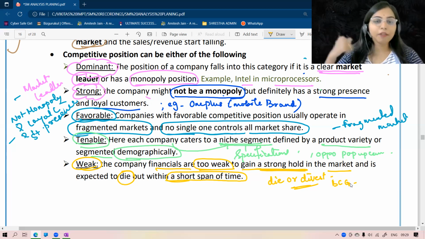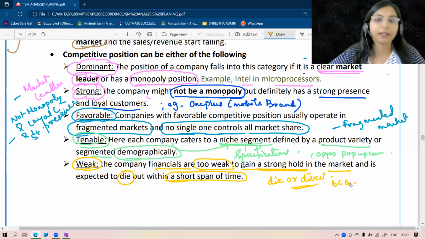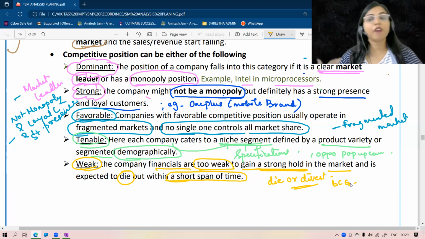Come on. Competitive positions can be of these varieties. First, dominant, example is Intel. Strong, OnePlus. Favorable means companies which are fragmented, broken up and divided into different parts, and that company has a value. Not much, but yes, it has a value, it has a share. Tenable means Oppo. Then weak position means it goes, dies, and divests.